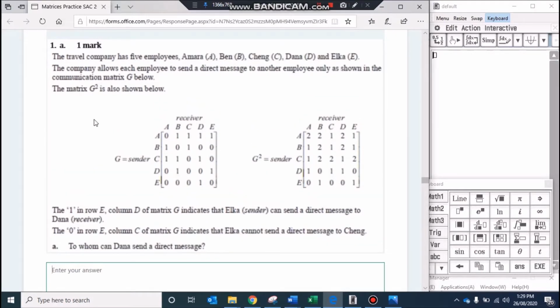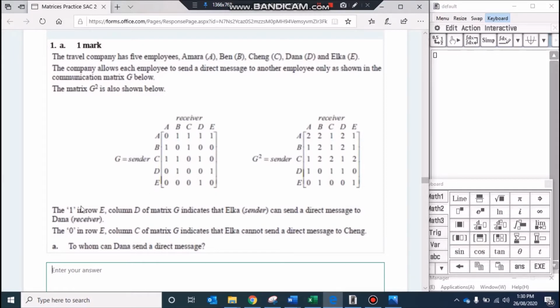We've got a travel company that has 5 employees. The company allows each employee to send a direct message to another employee only as shown in this communication matrix. We also have the G squared matrix here. We should know what the ones and zeros refer to, but we'll reiterate.